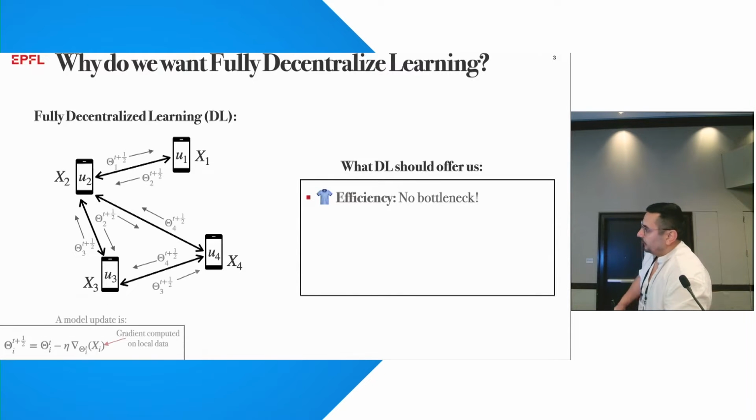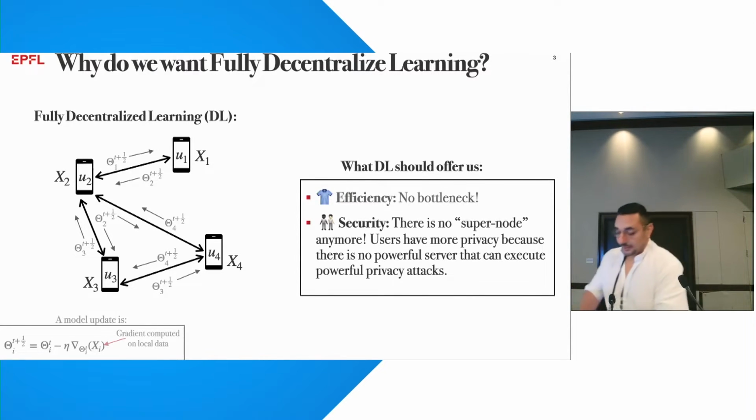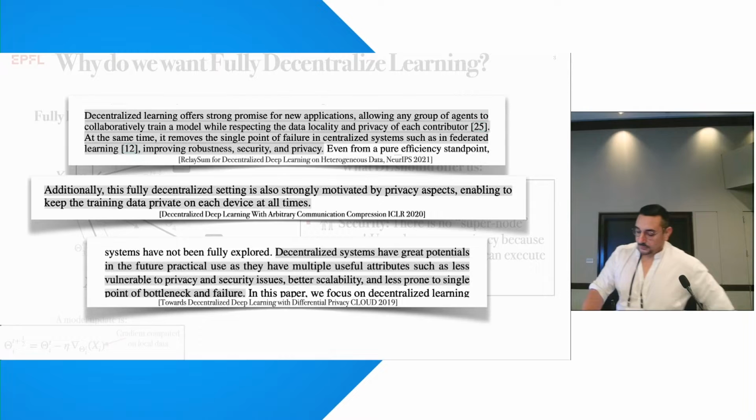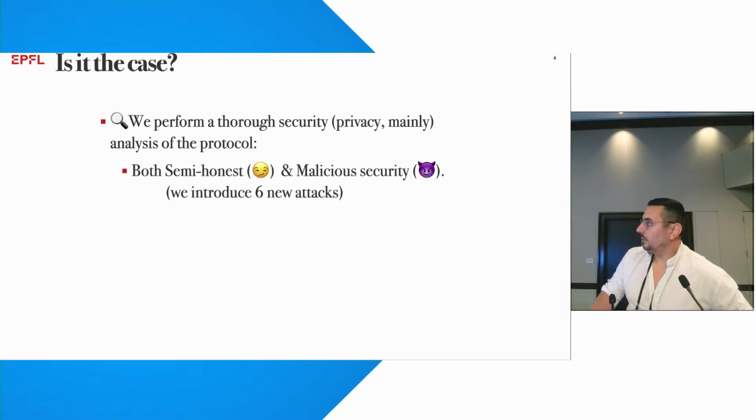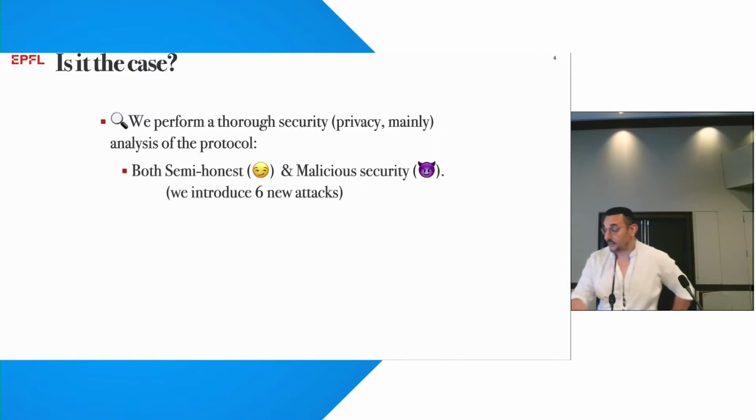And now, because there is no central aggregator, there is no communication bottleneck, but more importantly, because there is no supernode that has full control on the training process, users have more privacy because there is no supernode that can perform powerful attacks. And this is the main argument that decentralized learning proposers use. Generally, it's a very good selling point. And so in the paper, we were asking ourselves if this was actually the case.